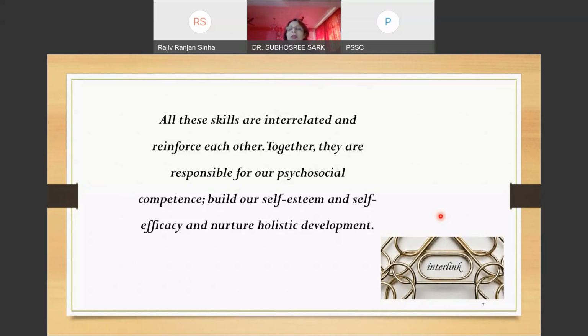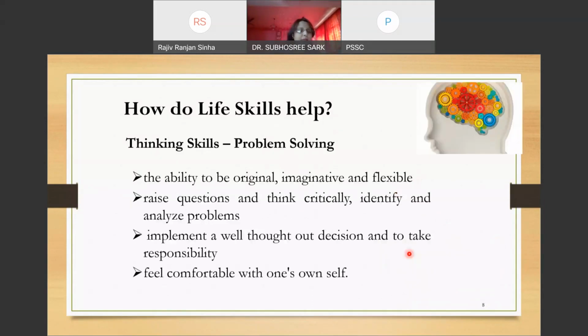But if all the life skills are there within a person in proportionate manner, whatever is required is present in him in that percentage, then he or she will have a well-balanced personality. Yes. Now let us go to the next one. That is, how do life skills help?